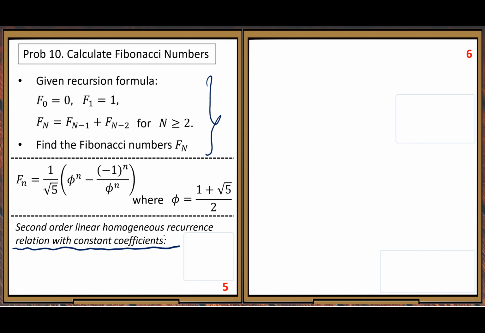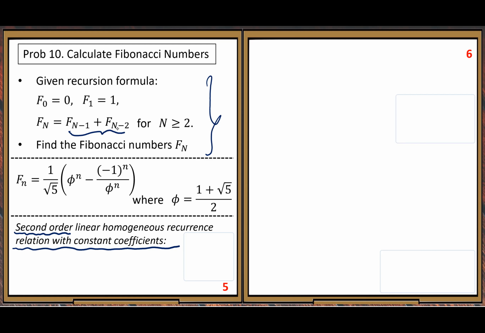Let me explain why it has such a long name. First, it's a second order. So why second order, not first order? Look at the right-hand side. There are two terms, two non-constant terms, right?